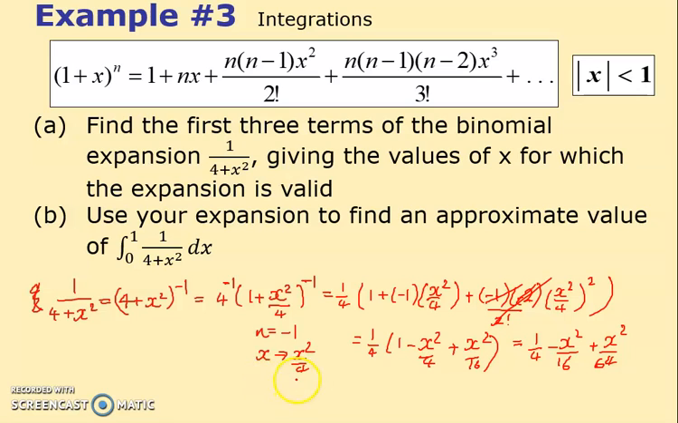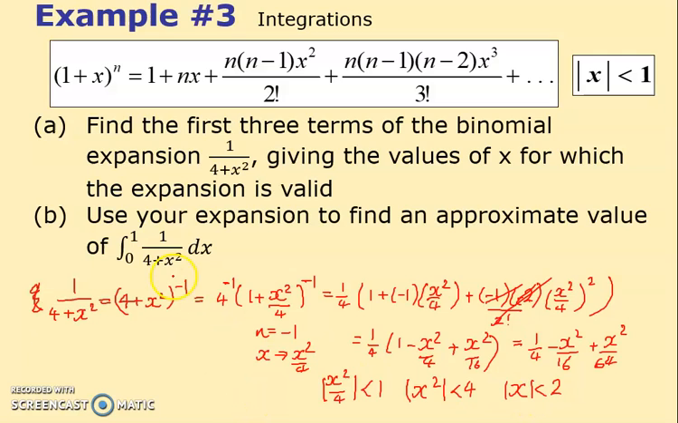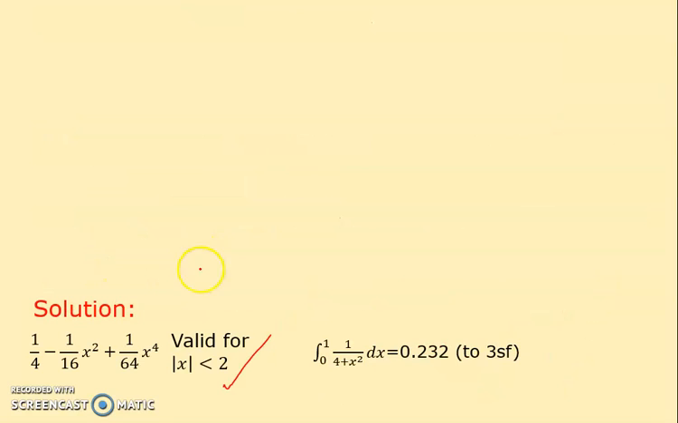Well, I had x squared over 4. Modded is less than 1, so I reckon that means x squared modded is less than 4. I reckon mod x is less than 2. So all of that looks right. Now the last bit says do an integration. So it says it here. It says integrate from 0 to 1, 1 over 4 plus x squared.